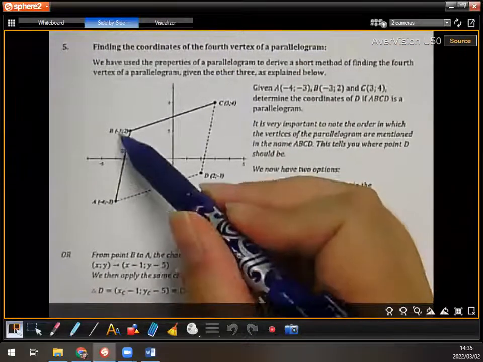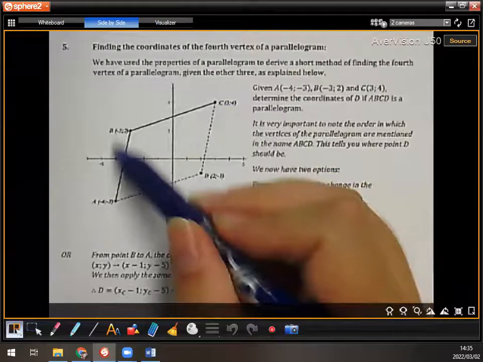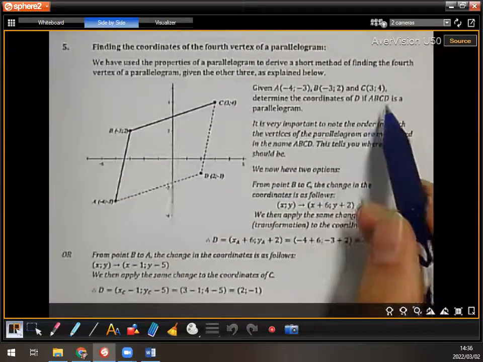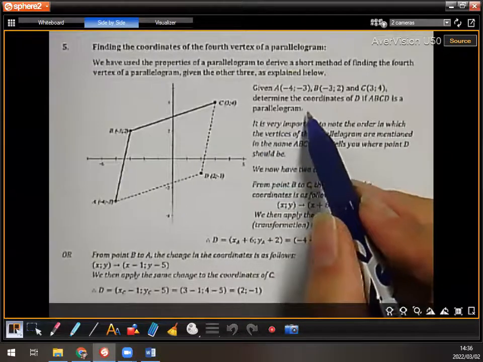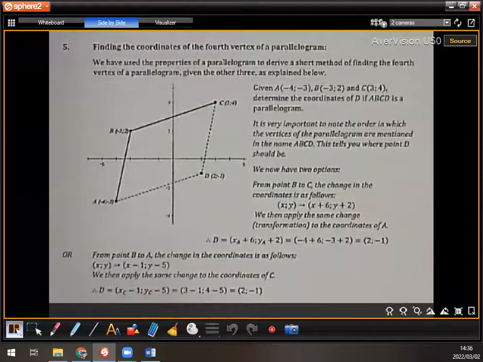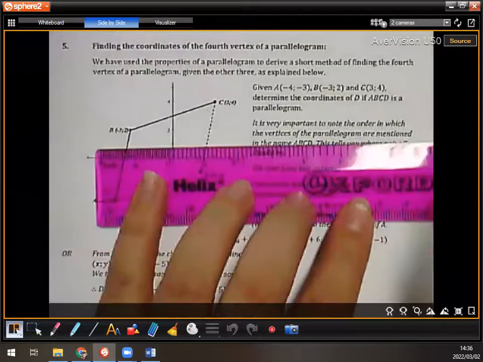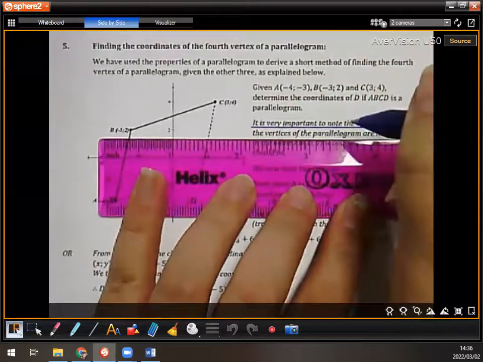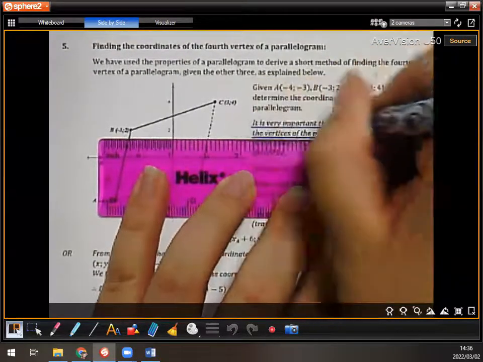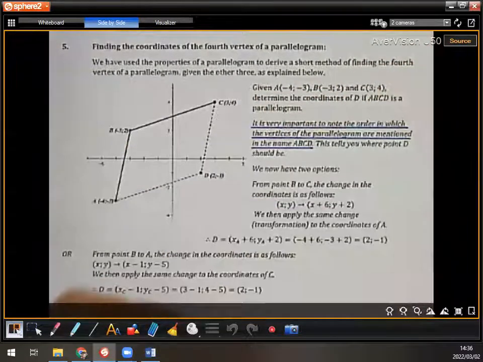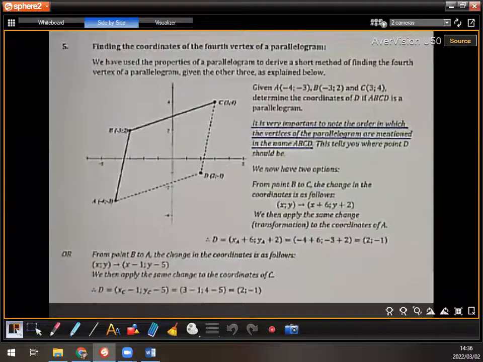So only those 3 points are actually given. Then they ask you to determine the coordinates of D if A, B, C, D is a parallelogram. Now guys, it's very important to note, and it is actually typed up there, so let's underline that. It is very important to note the order in which the vertices, the letters of those points of a parallelogram, are mentioned in the name A, B, C, D, because that is going to tell you where that point is going to be.